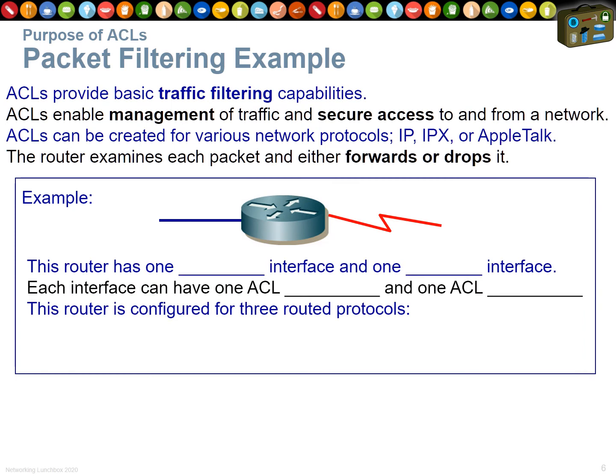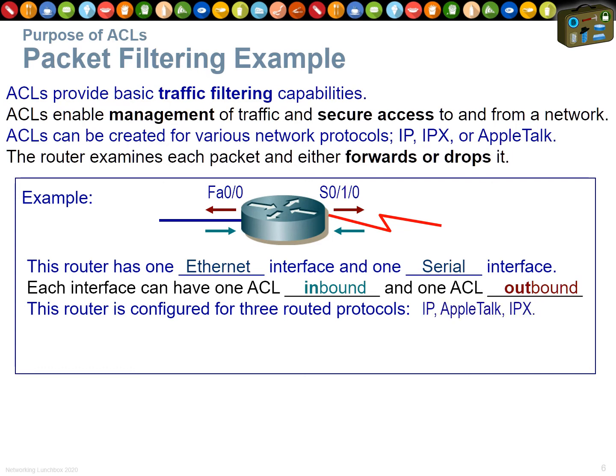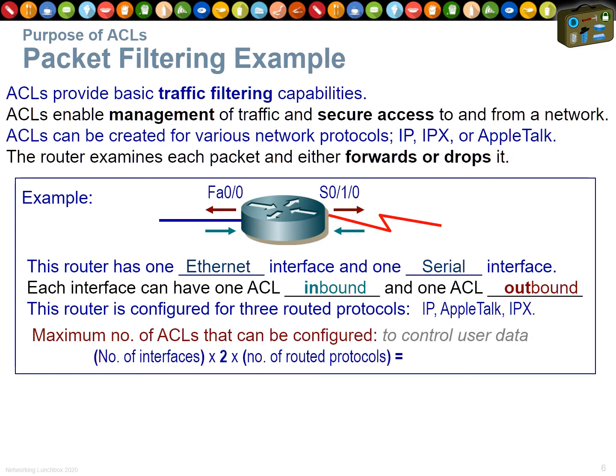This router has one Ethernet interface and one serial interface. Each interface can have one access list inbound. It can also have one access list outbound. So this router is configured for 3 routing protocols: IP, AppleTalk, and IPX. So the question we have to ask ourselves is how many access lists can we configure to filter traffic on this router?